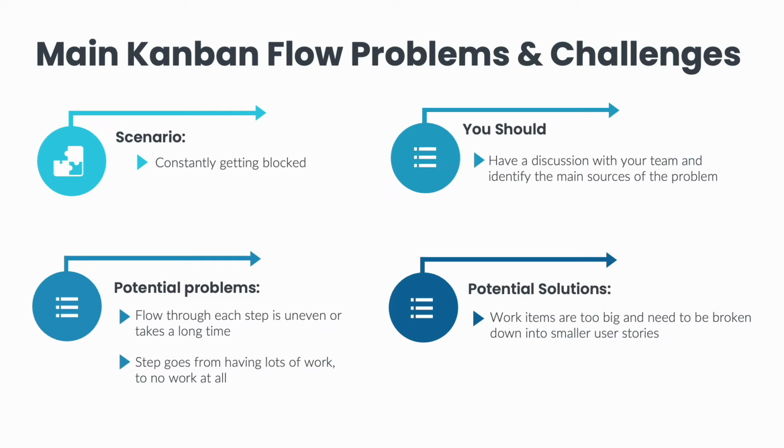If a step goes from having lots of work to no work at all, try to increase the WIP limit for that step by 1, so that you create a buffer to handle the variation. If a step is slow in the Kanban workflow and the steps before and after are constantly being blocked, here are some things you can do.